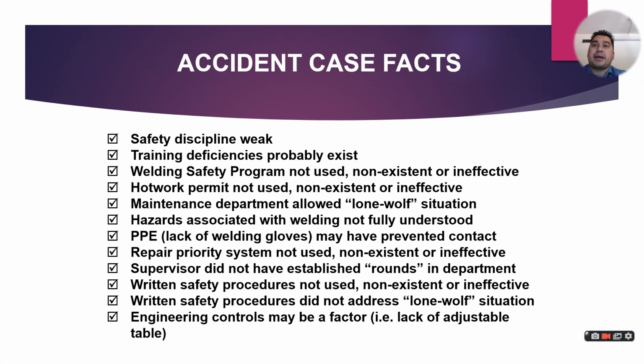Now, accident case facts. What are the facts we can get with this accident investigation? We find out that safety discipline was weak. That's why the employee didn't follow safety properly. Training deficiencies probably exist. Welding safety program not used, not existent, or ineffective. Welding safety program was not properly maintained and implemented. Hot work permit not used, not existent, or ineffective.